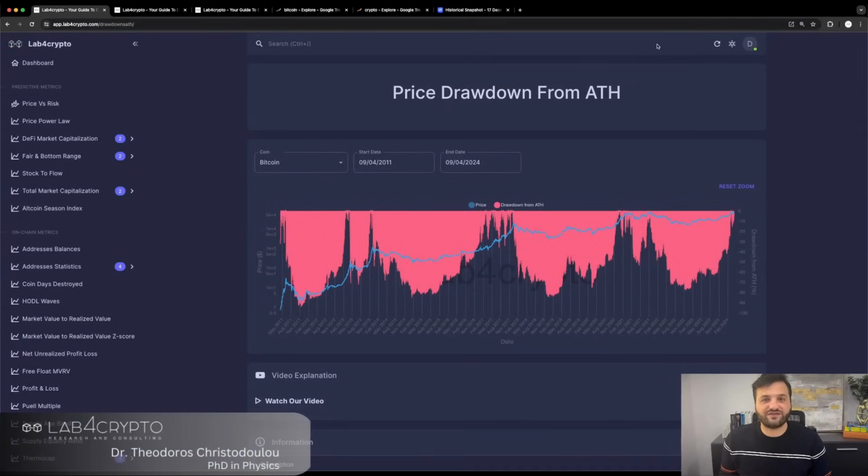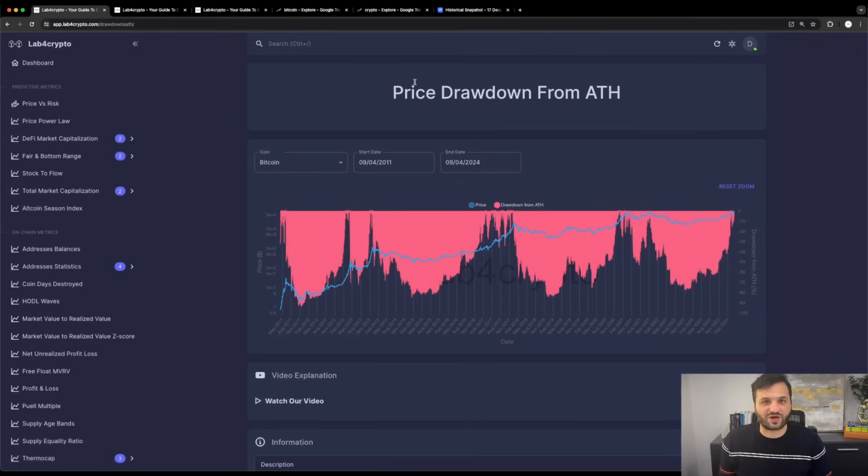Today we'll have a discussion about one of the most simple graphs in the crypto market, but also one of the most important ones. The name of the graph is the price drawdown from all-time high. The reason that this graph is very important is twofold.